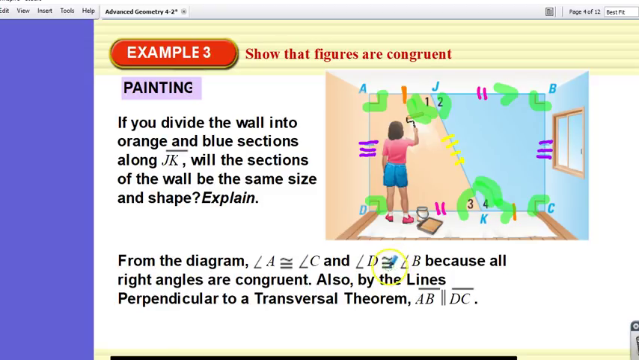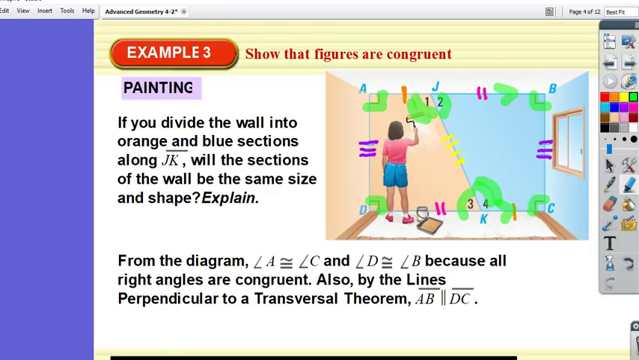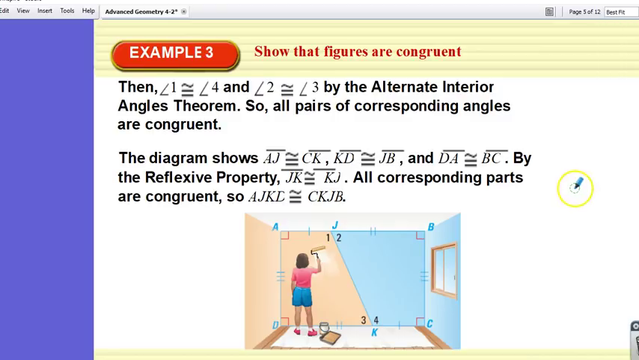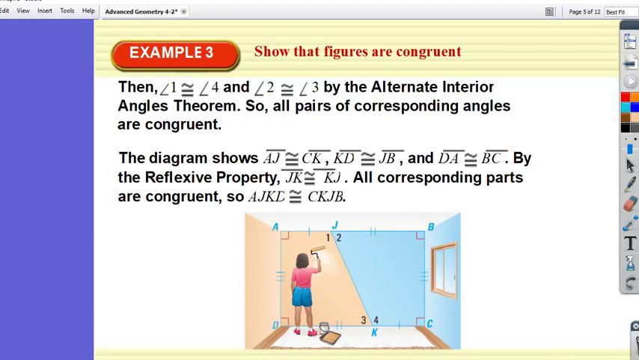All equal angles, all equal sides. They must be exactly the same, right? They must be congruent. Is everyone okay with this? Proving that all sides and all angles are equal?